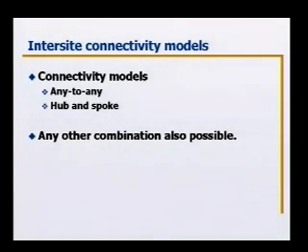So what are the connectivity models that people talk about? There are two main models that people talk about. The first one is the any-to-any connectivity, it's the full mesh that we've seen in all the examples so far. And the second one is the hub and spoke connectivity, where you want to force all traffic from the spoke sites to travel through the hub site.